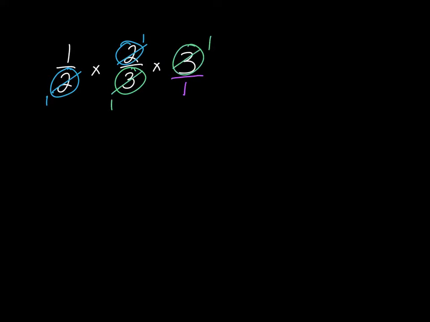Notice we've canceled, and all we have left on the numerator is 1. All we have left in the denominator is 1. And 1 over 1 simplifies to 1. So when you have a final answer over 1, don't ever leave it over 1. Go ahead and take that denominator out.